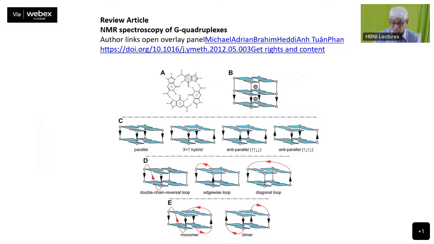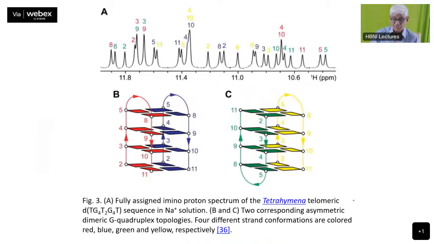There are two molecules which are in opposite orientations, and they form a loop here and a loop there, and they can form a structure like this. So these are different kinds of quadruplexes which can be formed.